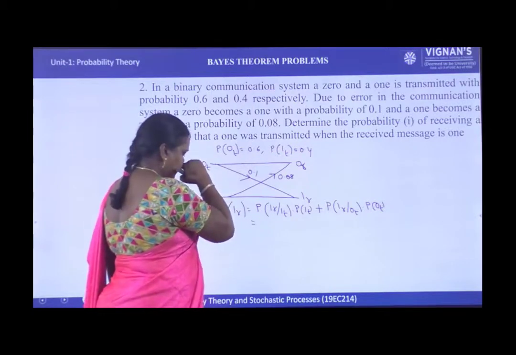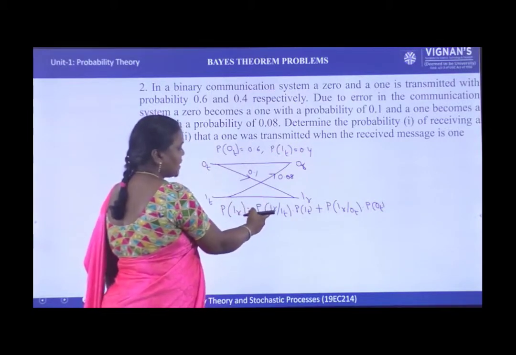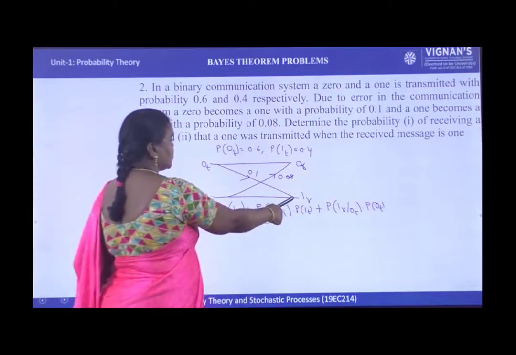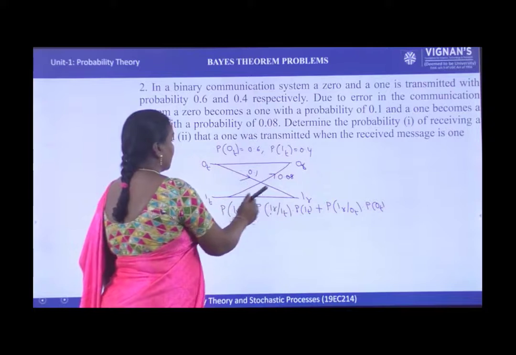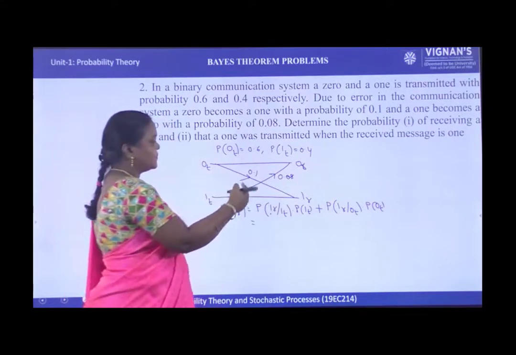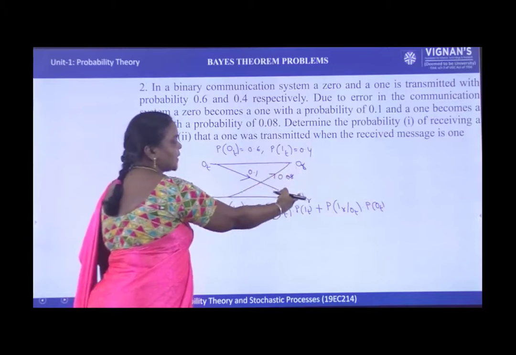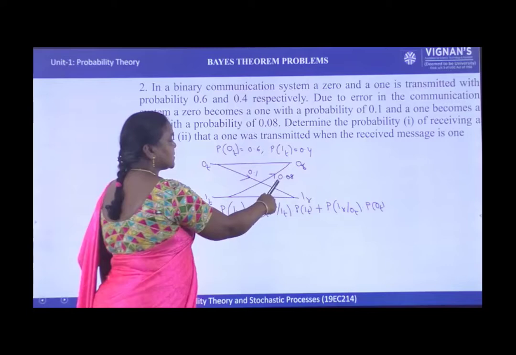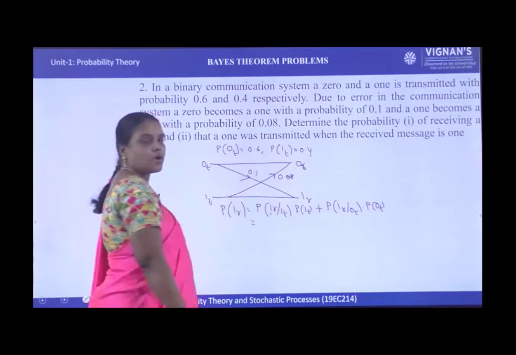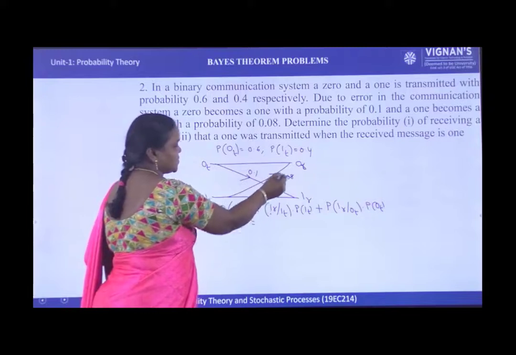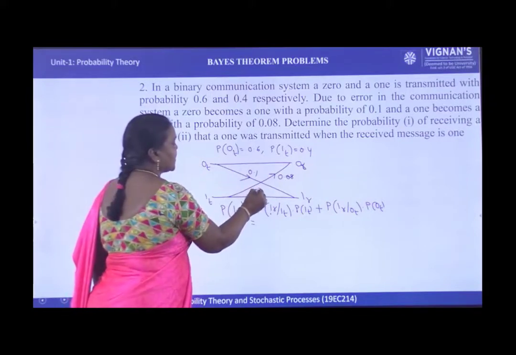So now what is it? The probability of receiving 1 when 1 is transmitted, this one you need to find. When 1 is transmitted, at the receiver it can be a 0 or it can be a 1, right? Wrongly it is receiving with a probability of 0.08, which means correctly it is 1 minus this, so it is 0.92.